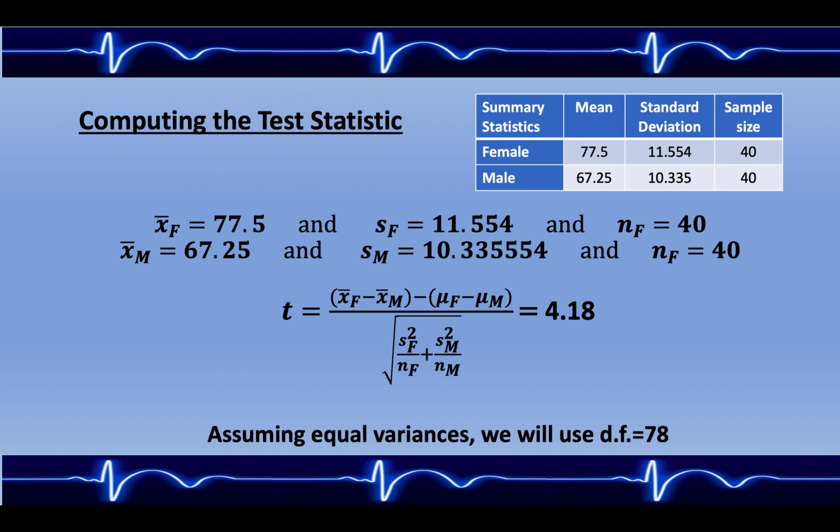So when it comes to computing the test statistic, since we are using the sample standard deviation and not the population standard deviation, we will use T procedures. So our test statistic will be T. And so if you calculate it according to the formula, our test statistic T is equal to 4.18. Assuming equal variances, we will use the degrees of freedom equal 78 in our calculations.